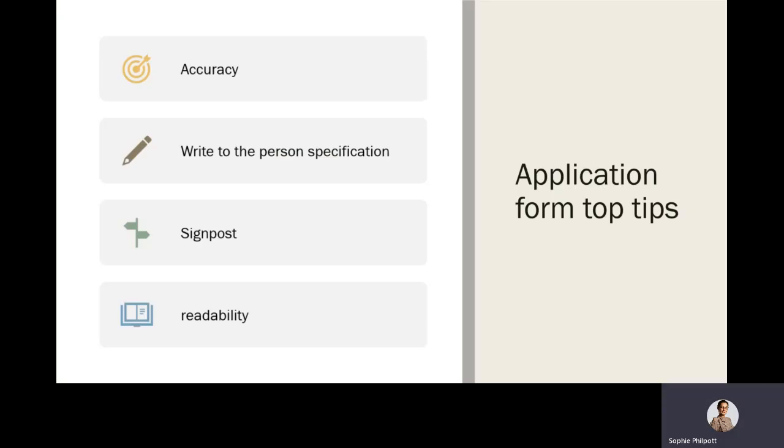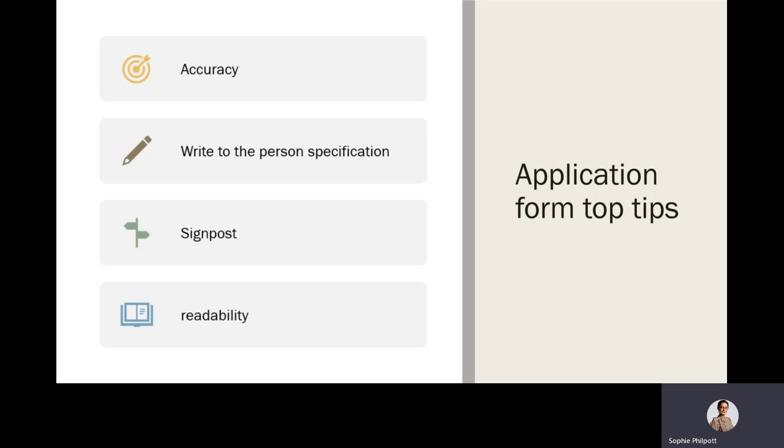So my application form top tips. Accuracy throughout the whole application form. So this is similar to a CV. Make sure that your contact details and your work history is accurate. Be thorough in your work history, but remember that bullet points and covering the top elements of it are normally enough.